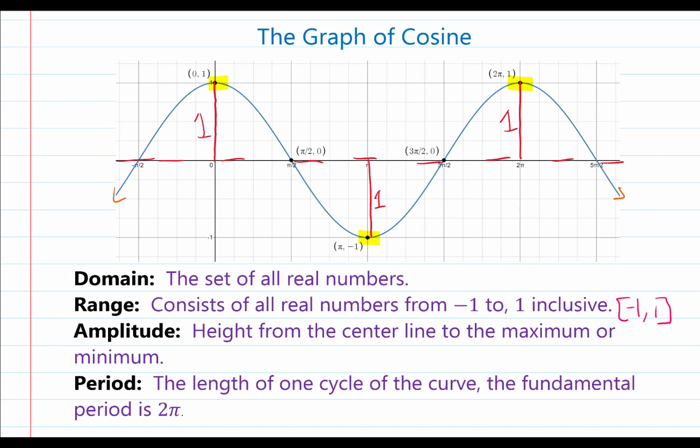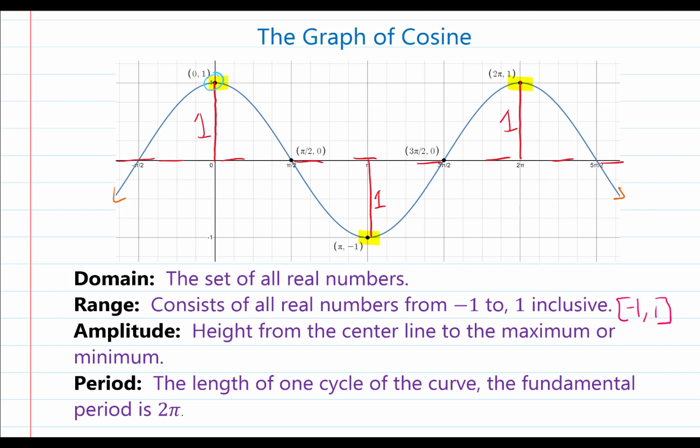Now that can change if we have some transformations being applied to the graph. The period is the length of one cycle of the curve, and the fundamental period for cosine is 2 pi. So for our period or fundamental period, we're going to start by looking at the y-intercept, and that's going to be the beginning of our one cycle.